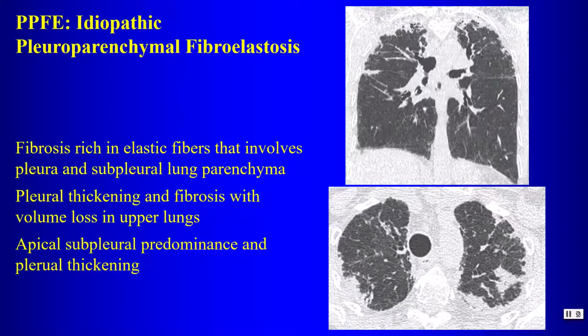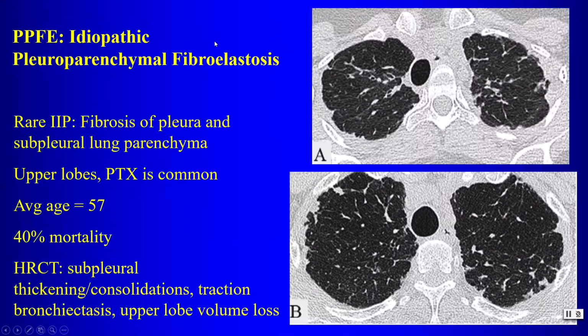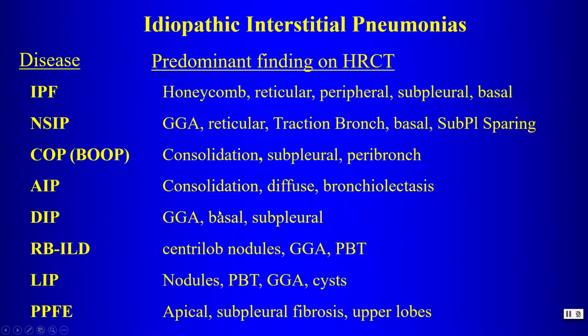If you see changes like this on CT, you might suggest sarcoid or tuberculosis, but as the idiopathic interstitial pneumonia, this is PPFE. So it is rare. It affects the upper lobes. Pneumothorax is a common complication, and it has a high mortality. So on HRCT, we will see subpleural thickening, consolidations, traction bronchiectasis, but it's that distribution that is most characteristic, this subpleural upper lobe distribution of disease.